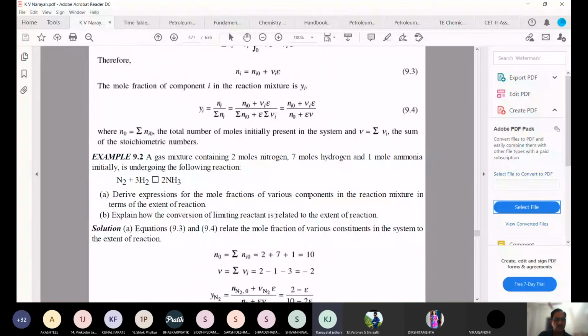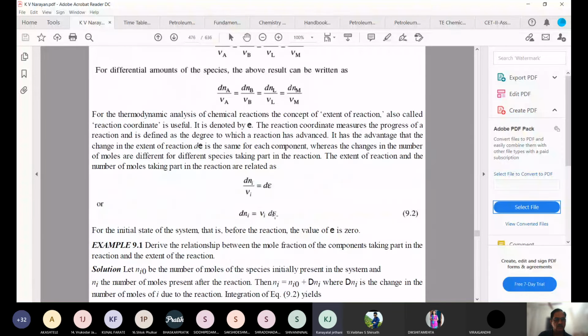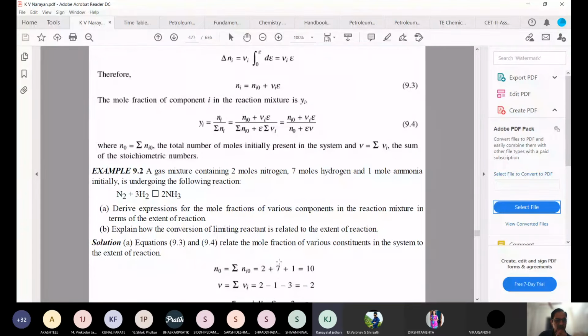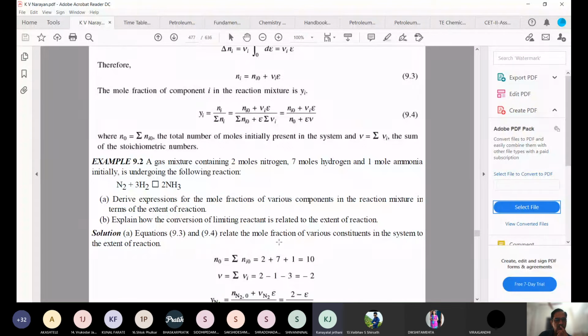So example 9.1. Can you see this? Yes, sir. So derive the relationship between mole fraction of the components taking part in the reaction and extent of reaction. ये तो हमने किया है, okay. ये अभी किया हमने. So let's do example 9.2.